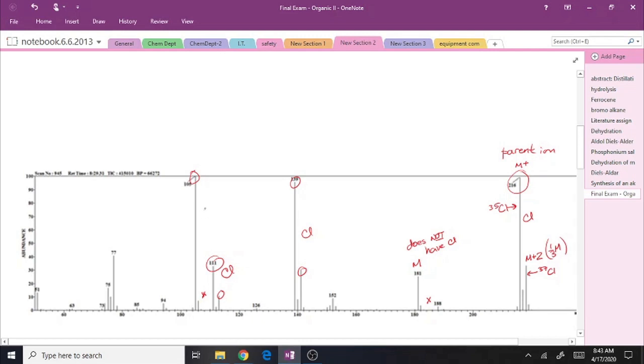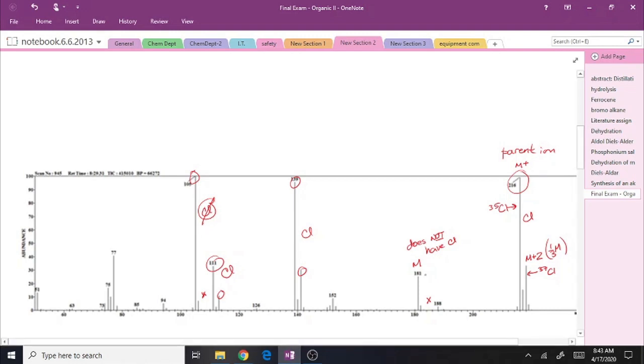So this one does not have chlorine. So we can make identifications about various fragments and whether or not it has chlorine in it by looking at these isotope peaks.